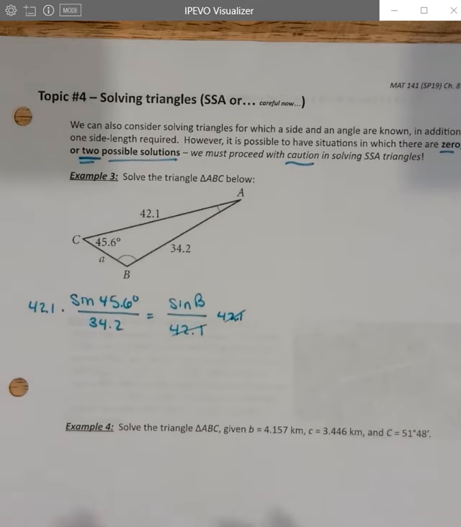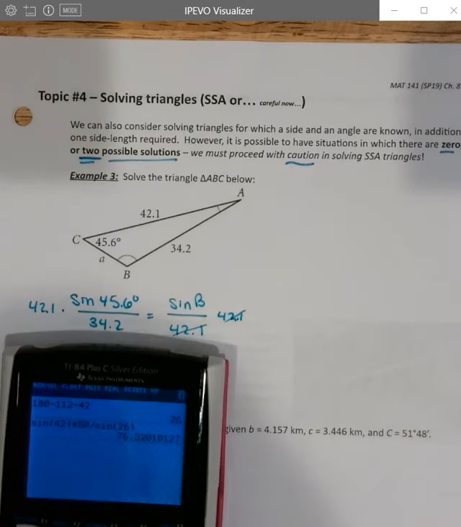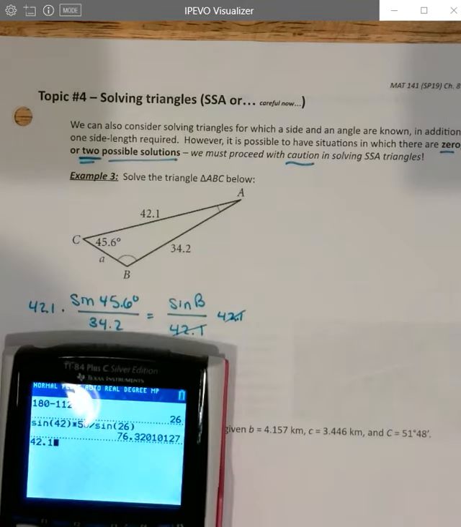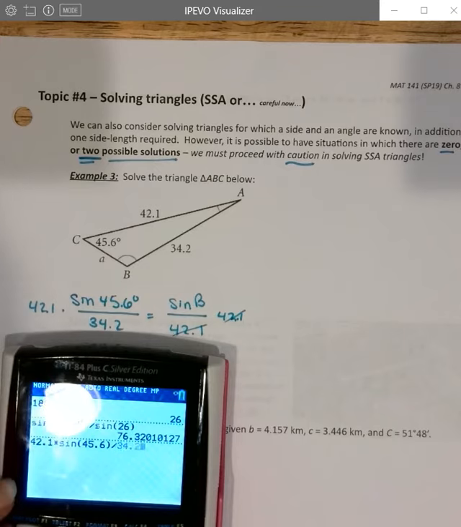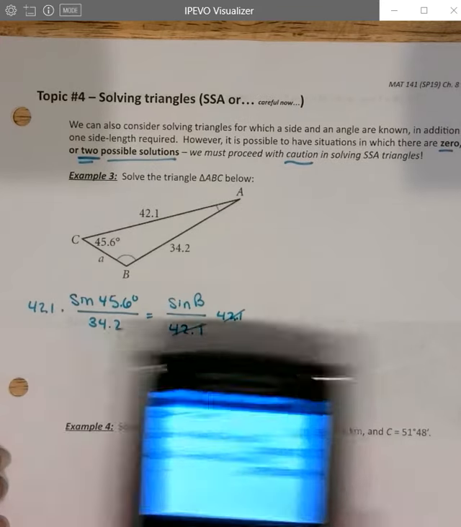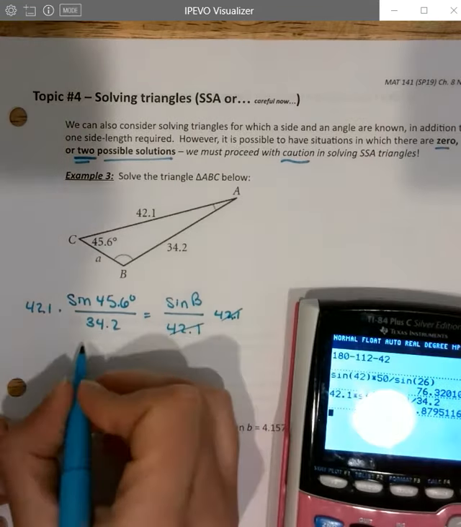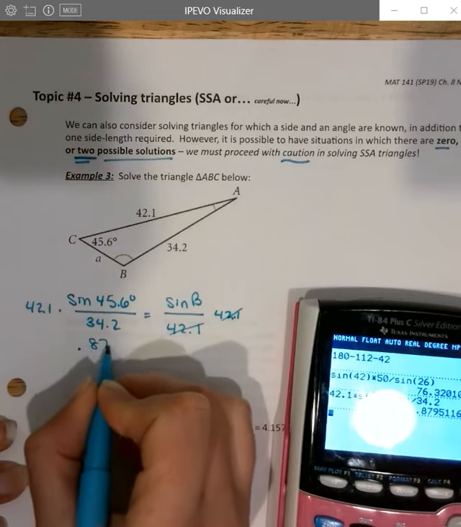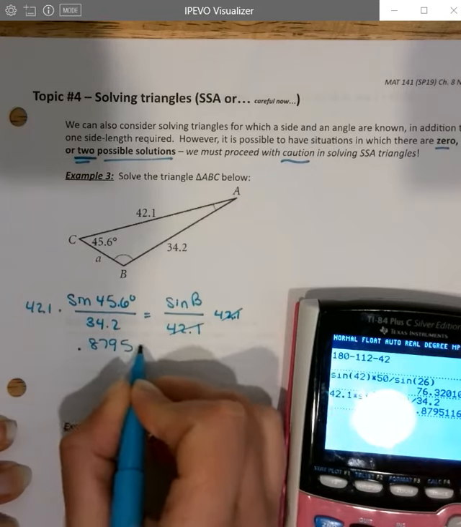Okay, and so let's finish that multiplication. We have to take 42.1 times the sine of 45.6 divided by 34.2, and that gives us a sine B value of 0.8795 for sine of B.